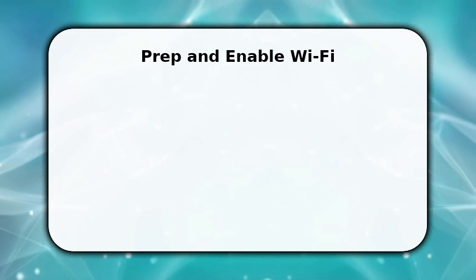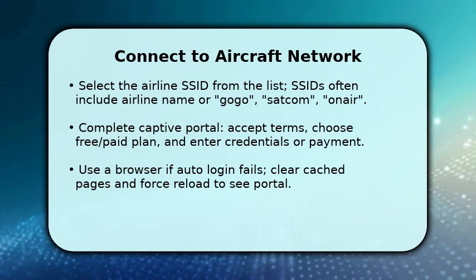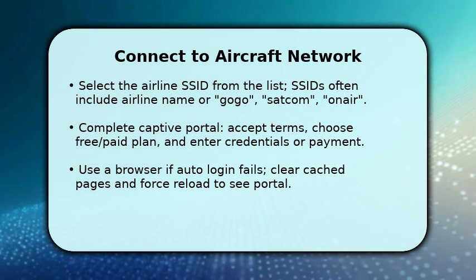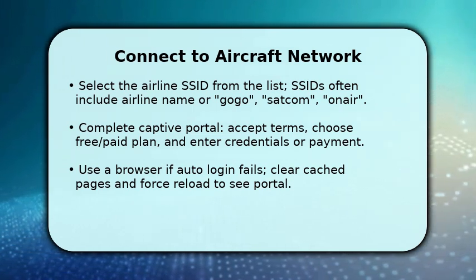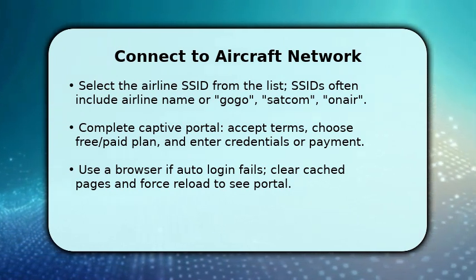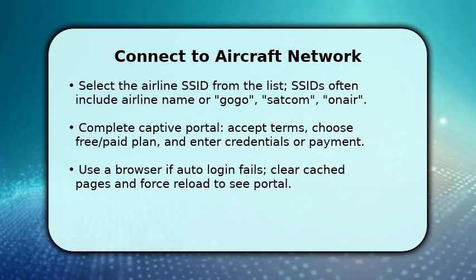Now scan for the aircraft SSID that usually includes the airline name, and select it to begin. Once you select the aircraft SSID, the network typically redirects you to a captive portal. You must accept terms and choose a plan. You do this because the portal authenticates devices and optionally charges for bandwidth. So follow on-screen prompts, enter your name or seat number if required, or process payment with a card.